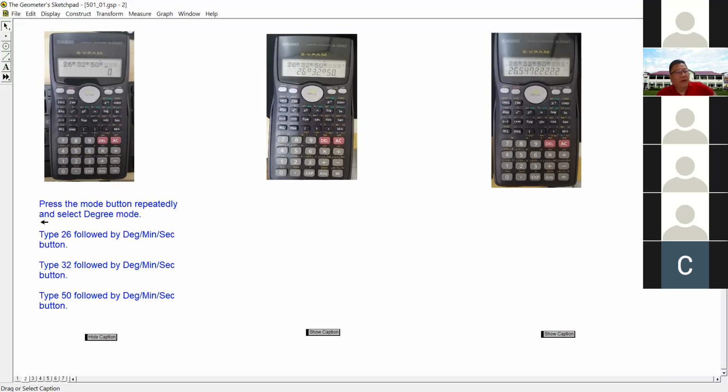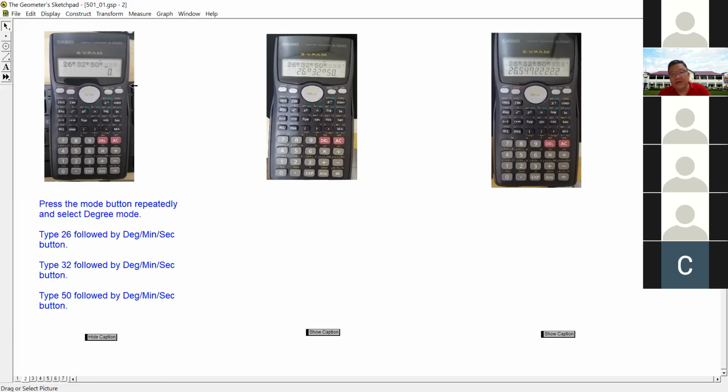Okay, first of all, you press the mode button. This is the mode button. Can you see my arrow, the black arrow there? This is the mode button. You press it until you see the word degree there, DEG. Then you select DEG. DEG is number 1 or number 3.